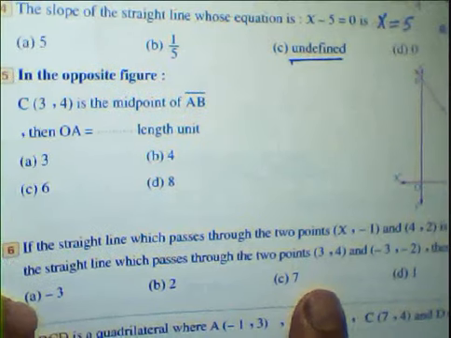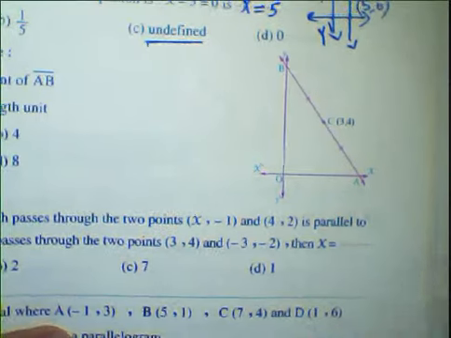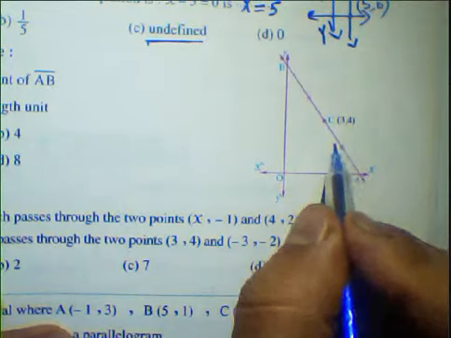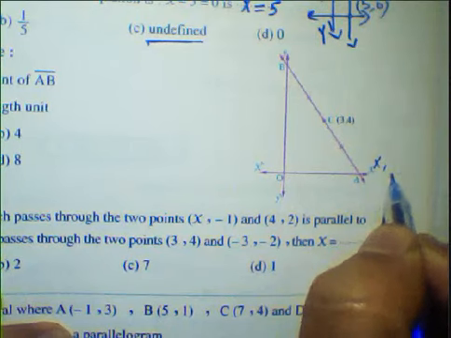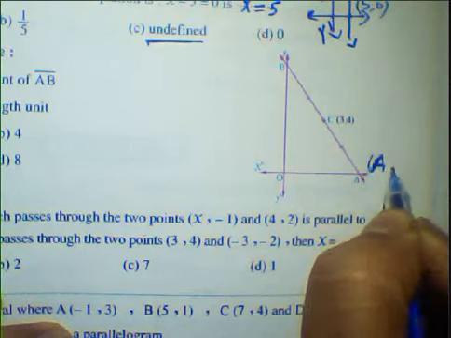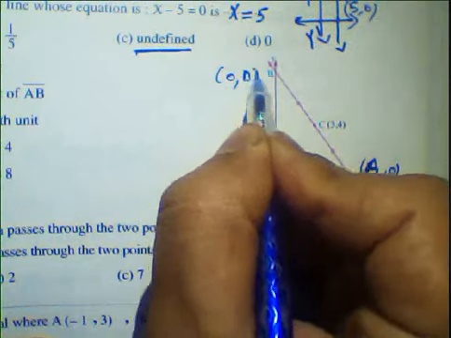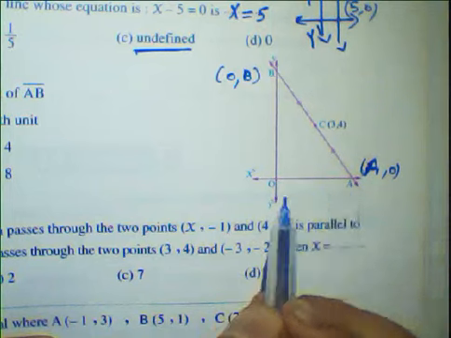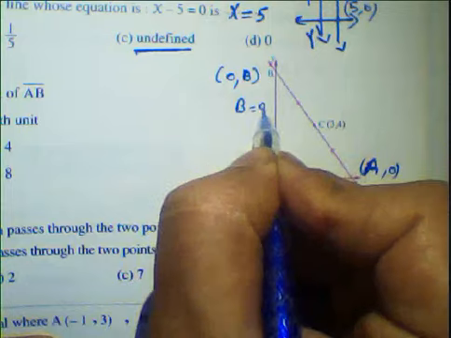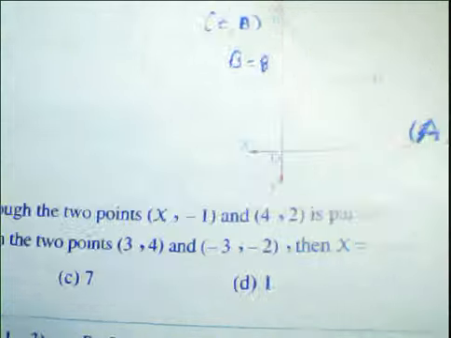Question number 5. In the opposite figure, if (3, 4) is the midpoint of AB, then OA equals how many length units? He asked about the length here. We know (3, 4) is the midpoint of A and B. Then this point will be (A, 0) and this point will be (0, B). Look here, 4 lies between 0 and 8. So B equals 8, because 8 + 0 equals 8, and 8 divided by 2 equals 4. This is the point (3, 4).